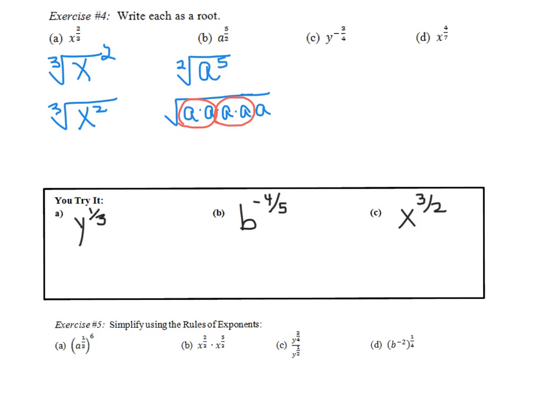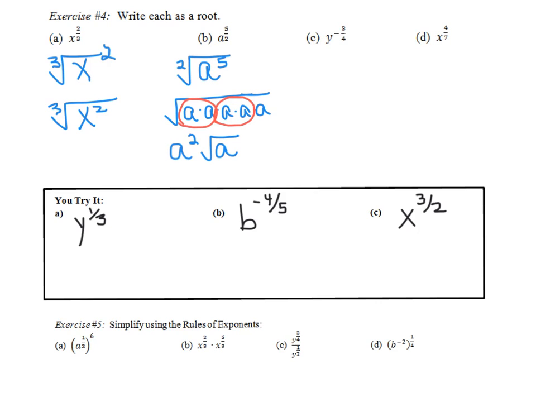So one pair of a's comes out, the other pair of a's comes out, and when I rewrite this, this would be a squared times the square root of a. Every time I take the square root of a squared, it's just giving me an a out in front. And I've done that twice, so that's why I have an a squared as the multiplier in front of the square root of a.